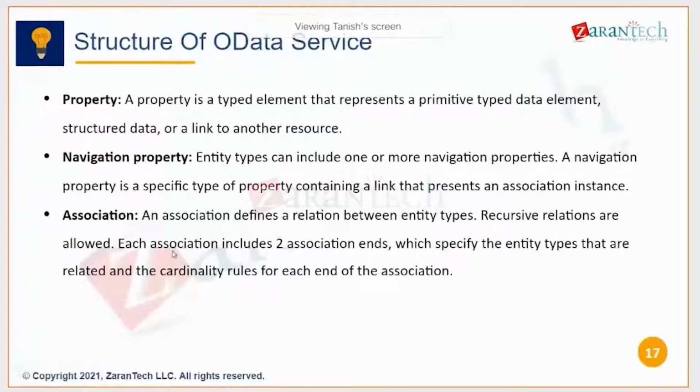Each association includes two association ends, which specify the entity types that are related and the cardinality rules for each end of the association. So basically, how the data records flow, like one header item can have multiple line items, or one line item can only go to one header item. That is the cardinality basically. 1 to n, n to 1 and all.